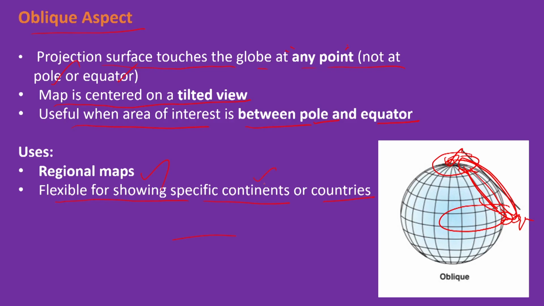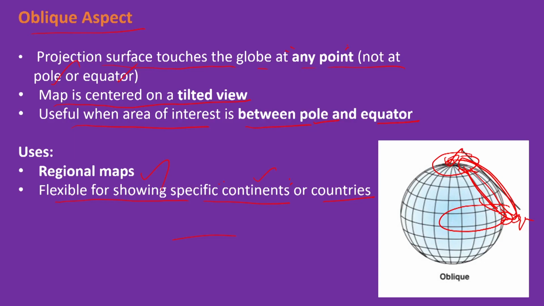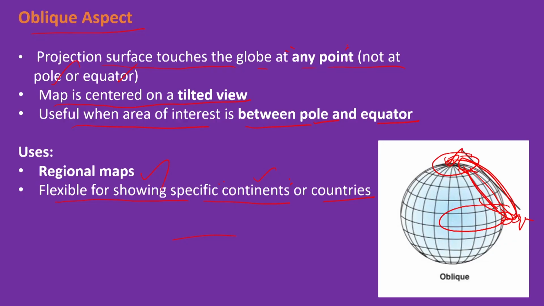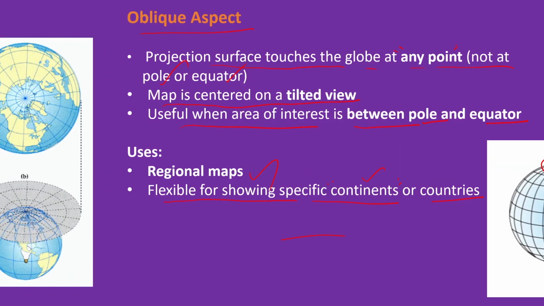So, suppose you want to be specific with one country or specific with one continent, instead of having the complete hemisphere approach, you just want to highlight any one country or continent, then you can use this oblique aspect, okay. So, it is in between polar and equator, it is an oblique view, okay. It is tilted, and if you want to be specific with any region or any country or any continent, you can use this one, okay. It will be very effective.